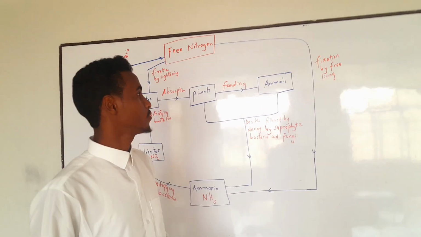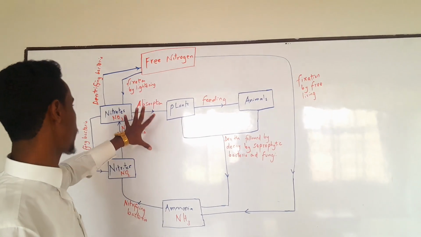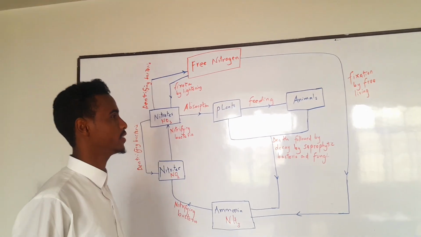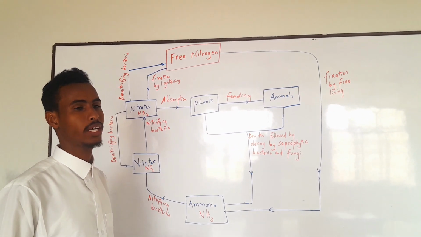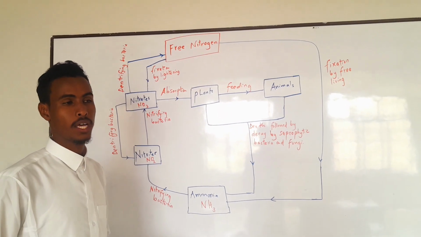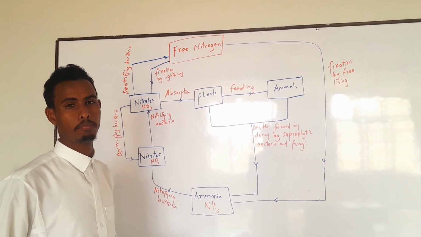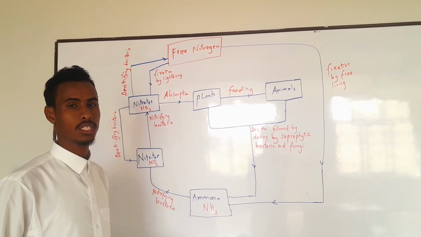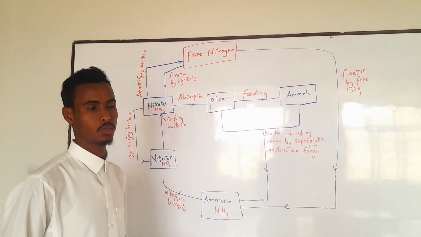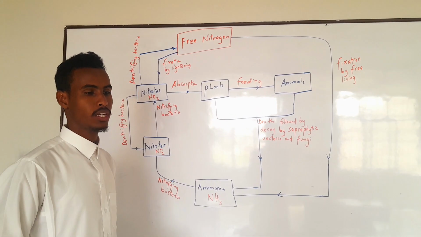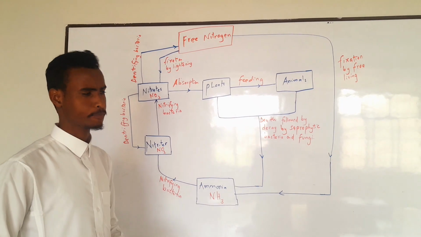As the subtopic suggests, the nitrogen cycle is just about the cycling of nitrogen in the atmosphere, sometimes being absorbed by the plants, transferred to the animals, then animals decay, and finally then released back to the environment. Then the cycle continues like that.